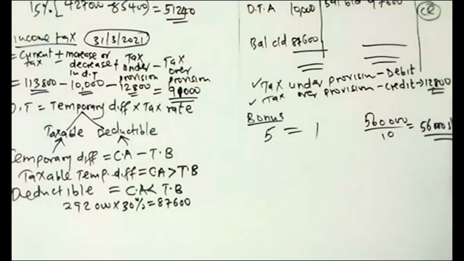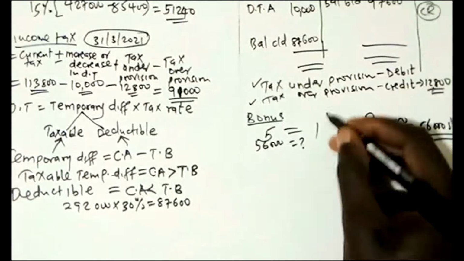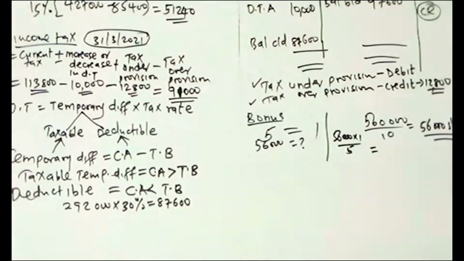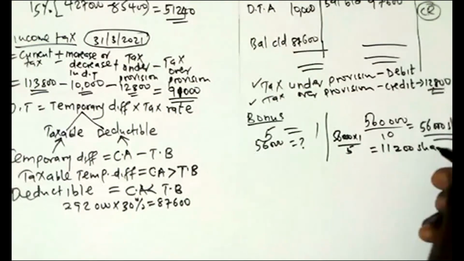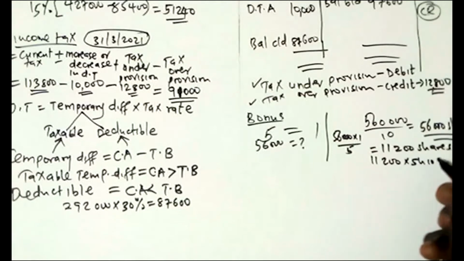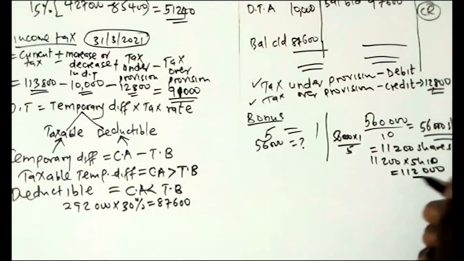So 56,000 times 1/5. How many shares did they give out as bonus? 56,000 divided by 5, so they gave out 11,200 shares as bonus. Since the value per share was shillings 10, you can see we are getting 112,000. So that is what they used in giving out the bonus, the 112,000.